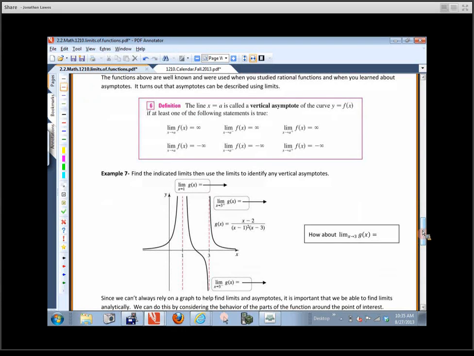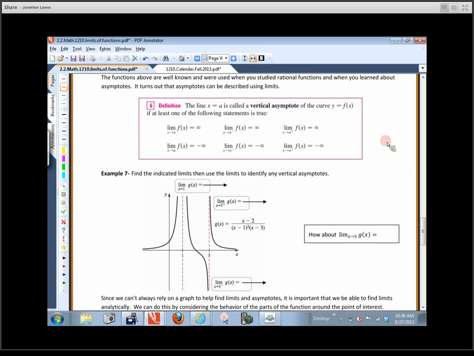So, in definition 6, they talk about a vertical asymptote. All they're doing here is, you already know what a vertical asymptote is. They're just describing it using calculus. So it says the line x equals a is a vertical asymptote of that curve if at least one of the following statements is true: that the limit is positive infinity as you approach it from both sides, from the left side or the right side. So if it increases without bound from either the left or the right or both sides, that's going to be a vertical asymptote. And the same if it decreases without bound.